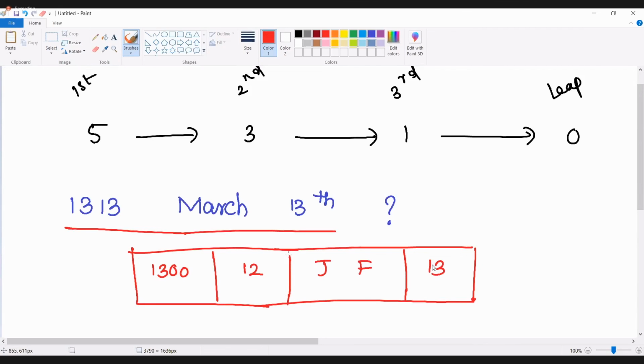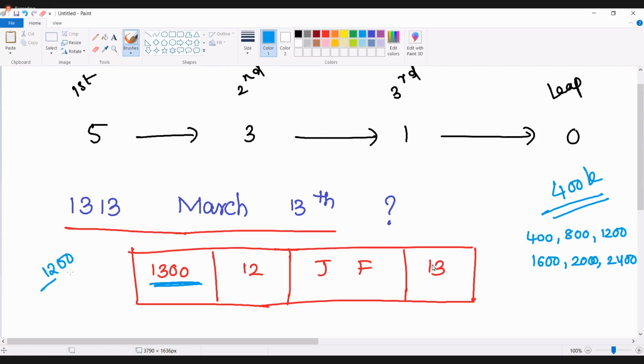To calculate the number of odd days, remember every leap century is a multiple of 400. So the leap century is a multiple of 400: 1200, 1600, and 2400, all these are leap centuries. So 1300 is not a leap century, but before 1300, what is a leap century? 1200 is a leap century. So after 1200, 1300 will be the first century. How many odd days will be there in the first century? 5. That's how you have to take it.